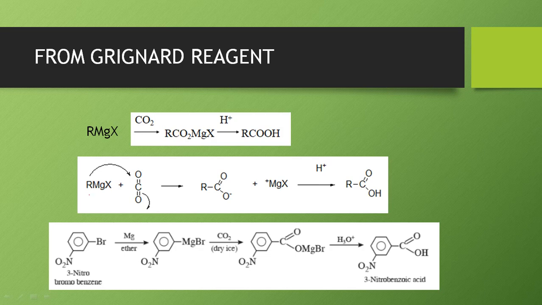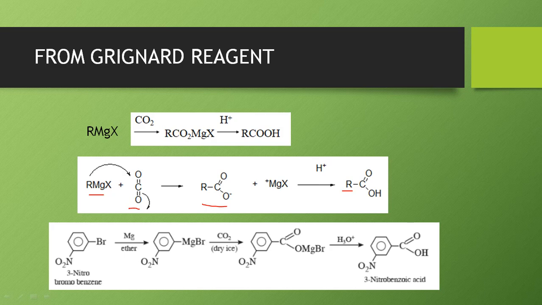Mechanism also is visible. RMgX on reaction with carbon dioxide first forms RCOO negative and MgX positive, which on further hydrolysis will give you RCOOH. This is a very important reaction from the convergence point of view. Here the product formed is increased by one carbon atom.